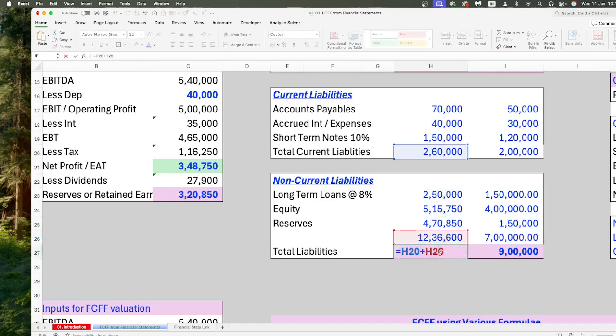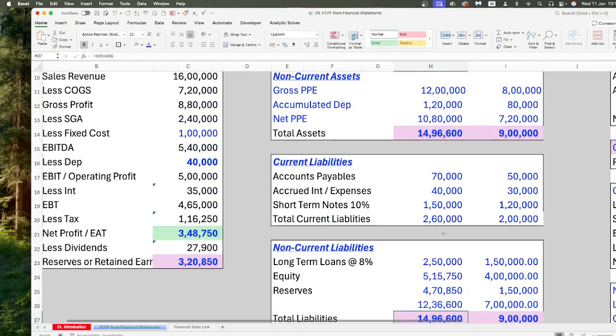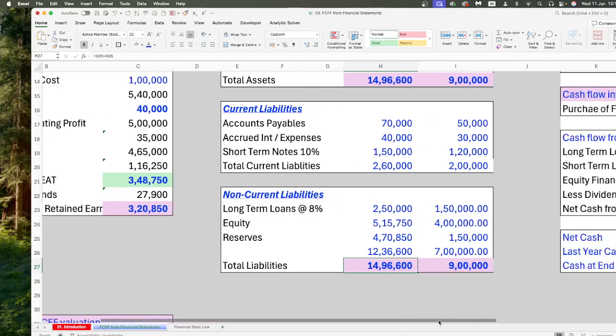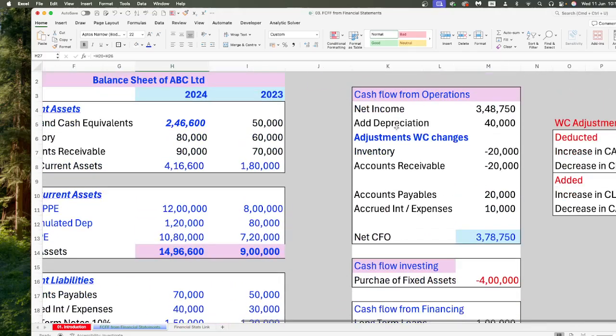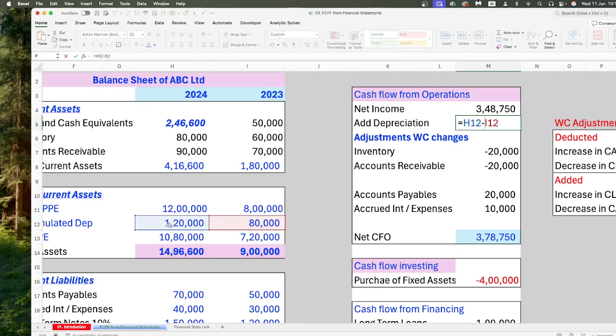So your complete liabilities is current liabilities plus non-current liabilities, which is tallying right now. So now you can see the net income. Okay, and this is coming from your income statement. Again, the depreciation either can come from your difference in accumulated depreciation or from the income statement.